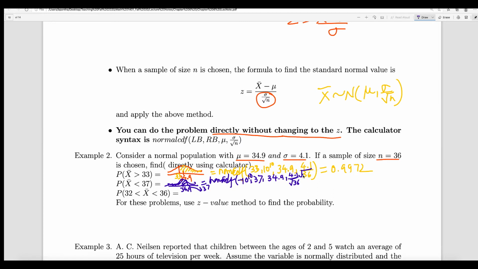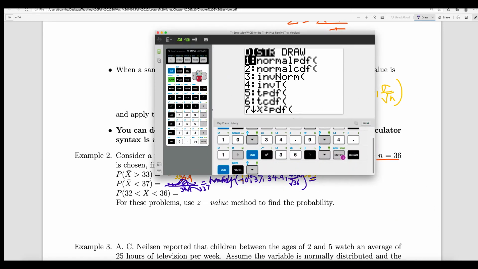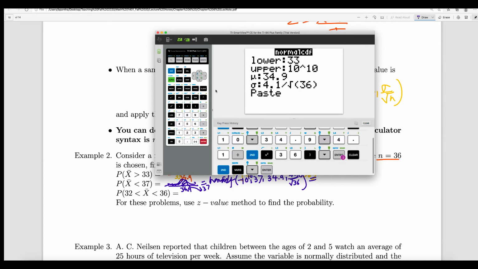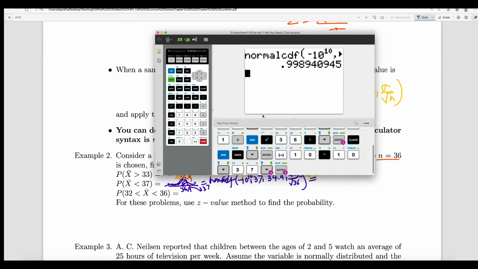Okay, you close that, and if you use the calculator for that, let me do that. Let me clear what I have. Second vars, normal CDF, I hit enter. The left bound is negative 10 to the 10, you can write it that way, and then the right bound is 37. The mean is 34.9. Sigma is sigma over root n. Okay, and hit enter. You get 99.89.